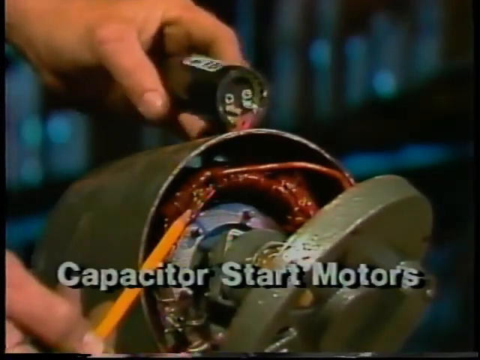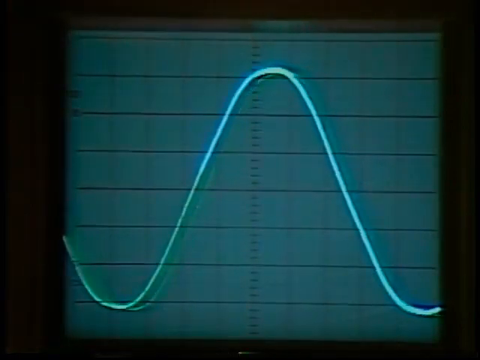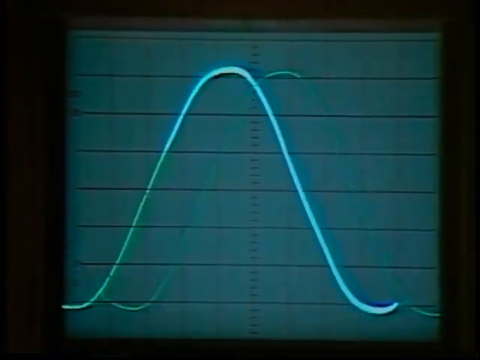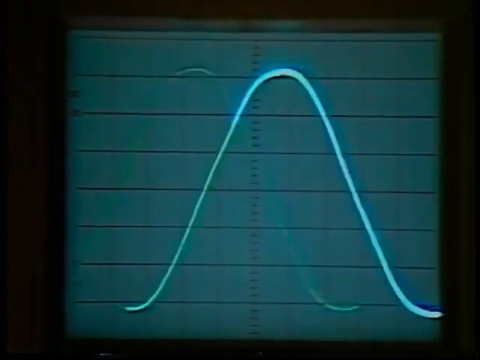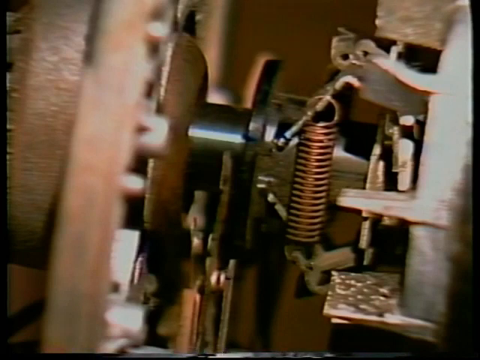In another variation of the split-phase idea, the start winding is wound with about the same gauge wire as the run winding, but it is fed through a capacitor. This provides a more complete phase shift of the current in the start winding and allows a more efficient start winding with less resistance. Starting torque is much higher. Again, a centrifugal switch cuts out the start winding and its capacitor when the motor comes up to speed.